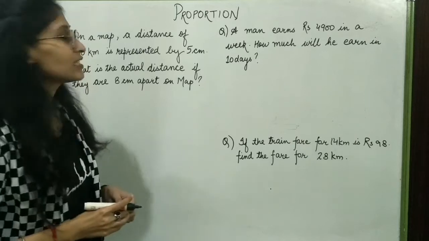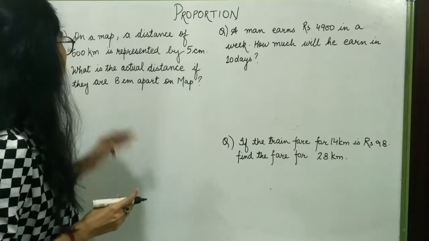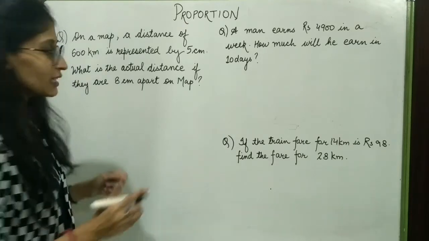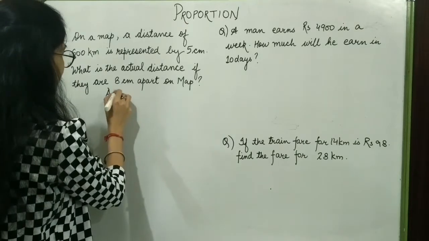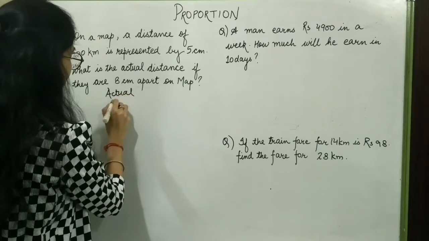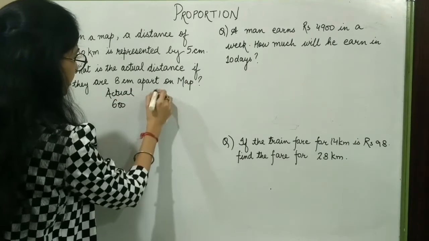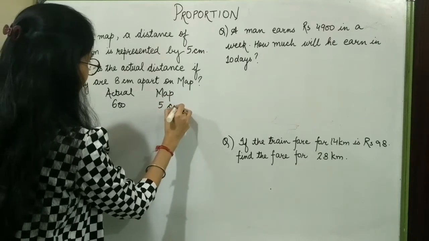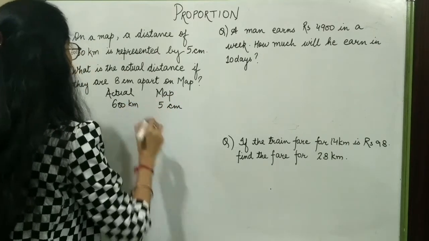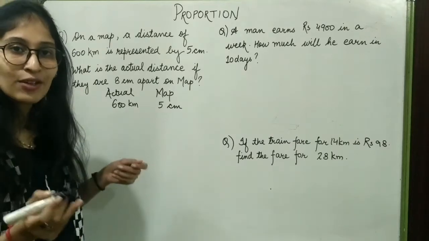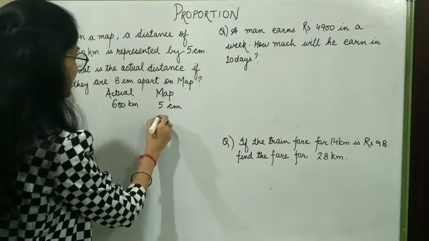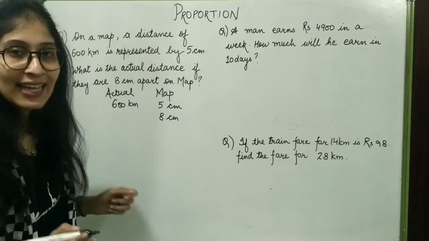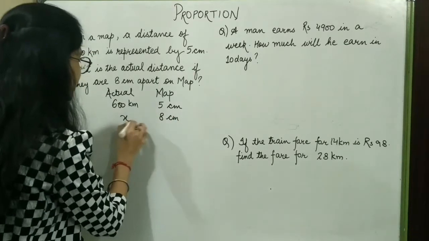So my next question is, on a map, a distance of 600 km is represented by 5 cm. So when the actual distance is 600 km, on the map it is represented as 5 cm. What is the actual distance if the distance on the map is 8 cm? Let us assume that the actual distance here is x.